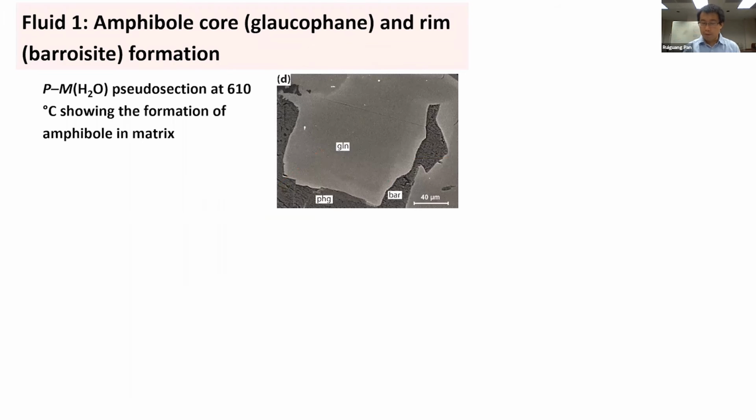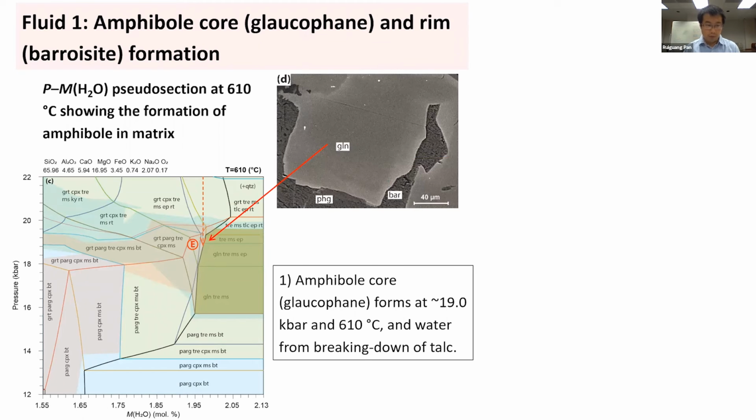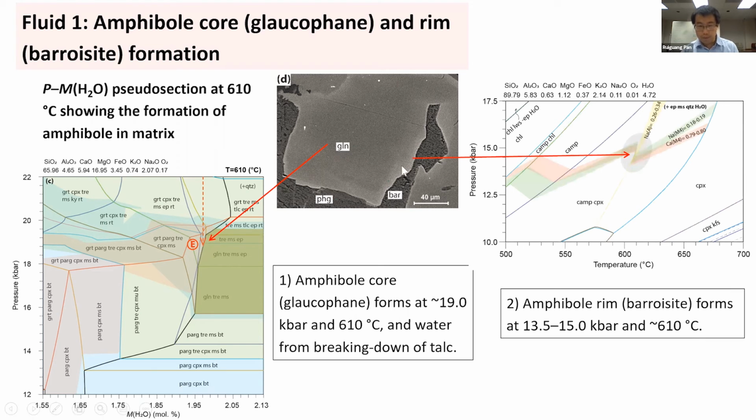Now let's look at how to model the formation of amphibole in fluid 1. For the saturation of this amphibole, if you look at this core and this section in the bottom left, it shows the decompression path drop from the fluid-in field to point E, which is the saturation line. When it hits here, the amphibole core formed at 19 kbar and 610 Celsius with the breakdown of talc. If we look at the rim of this amphibole, it shows this point for the formation of the amphibole rim at about 14 kbar and 610 Celsius.